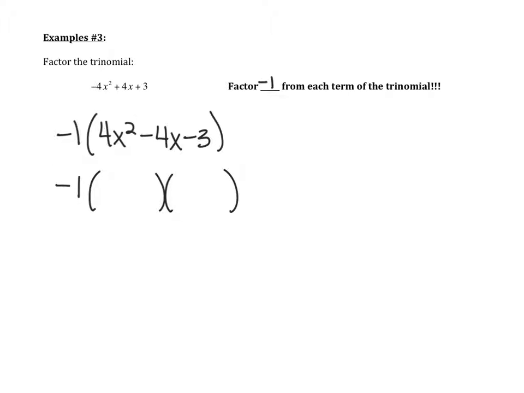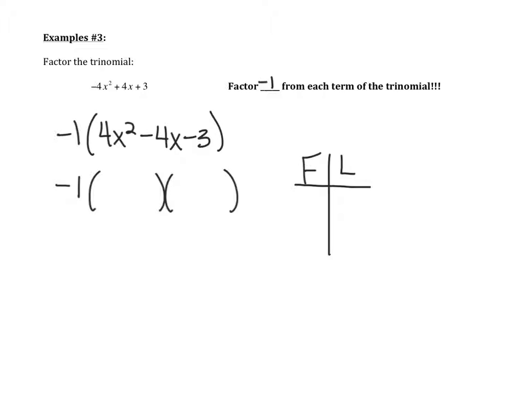I know it's going to be a binomial, so 2 terms here, times another binomial, 2 terms here. I'm going to set up my first and last chart. And this problem is going to be a little bit tougher since notice that 4 is not prime. We actually have 2 sets of factors that produce 4, 1 times 4 and 2 times 2. But the 3 still only has 2 factors, 1 and 3.